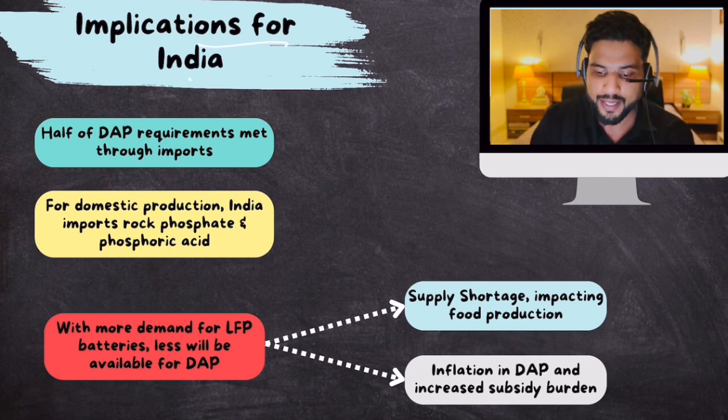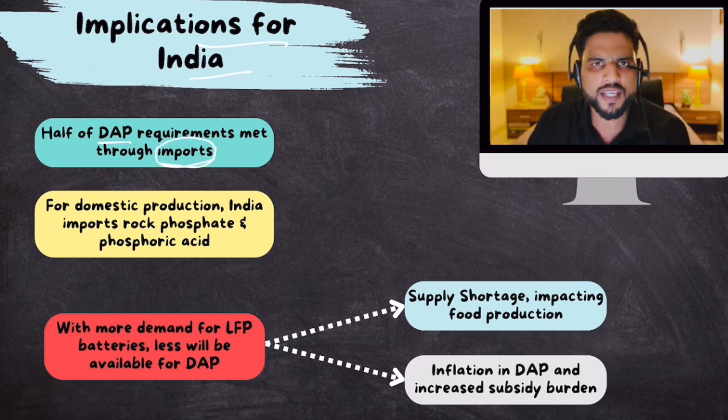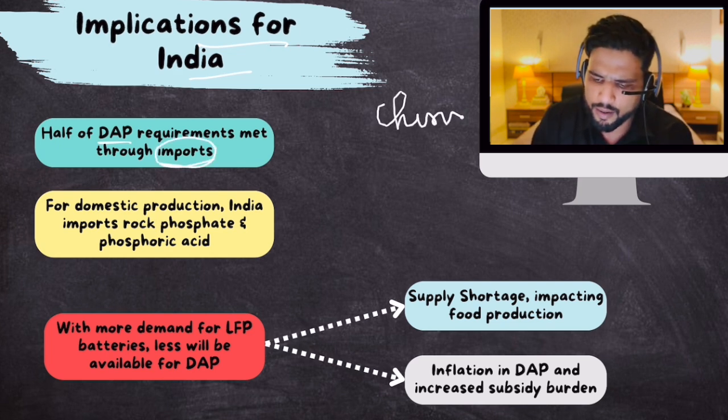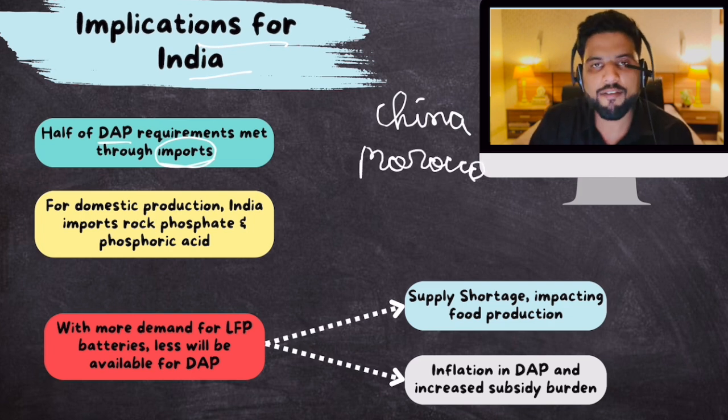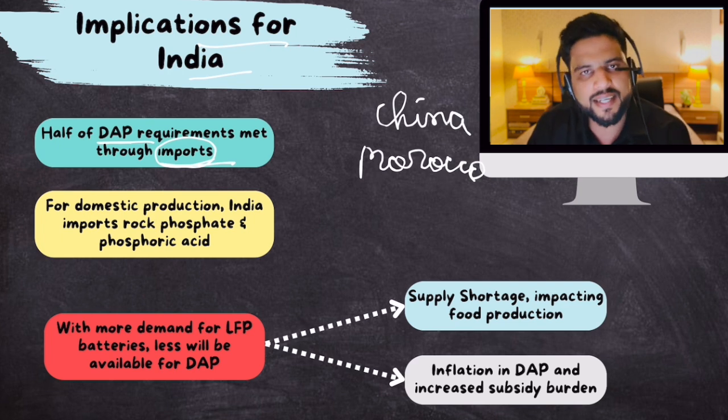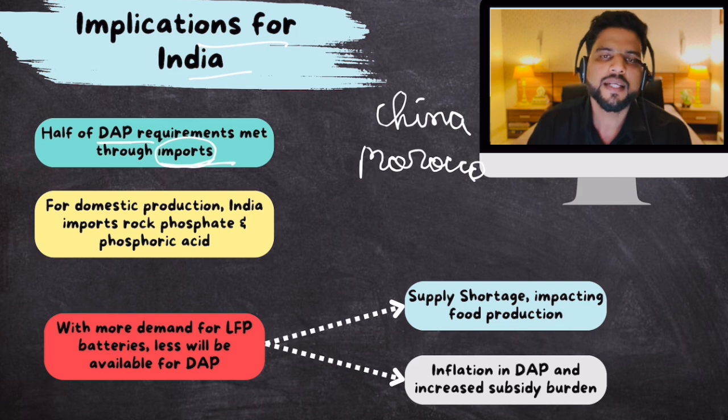Implications for India. The thing is, half of India's DAP requirements are met through imports, and most of these imports are from China and Morocco. So half of our DAP comes through imports. Now, if China is using phosphoric acid for batteries, then they would use less phosphoric acid for DAP. Then there would be a shortage of DAP in China. That would increase prices of DAP in China. That would impact our import bill, right? Because our farmers require DAP.